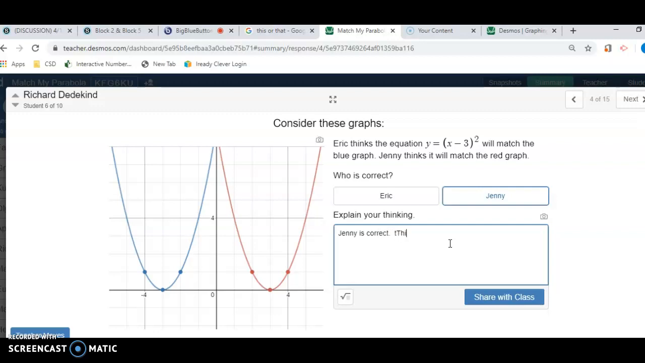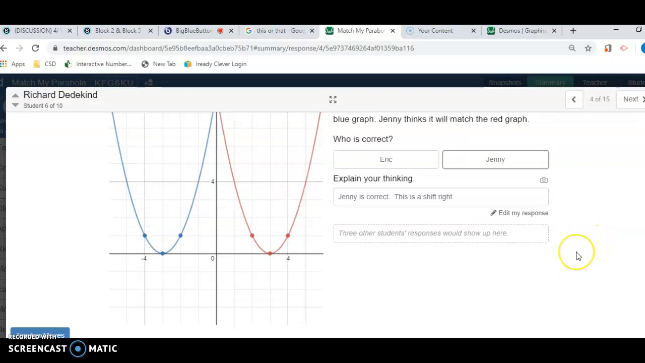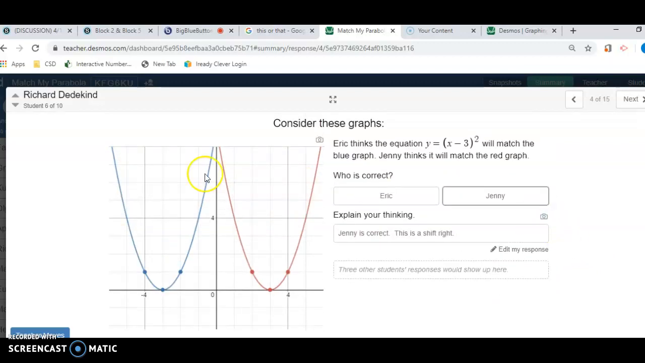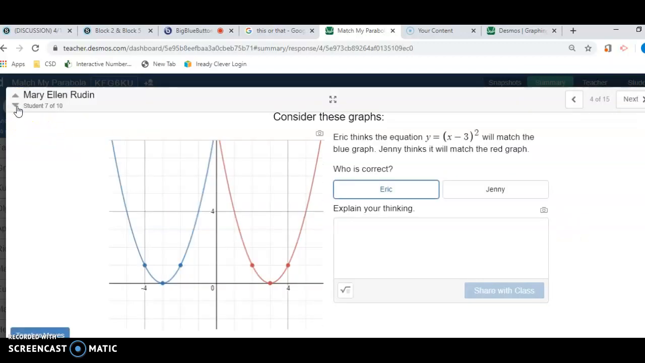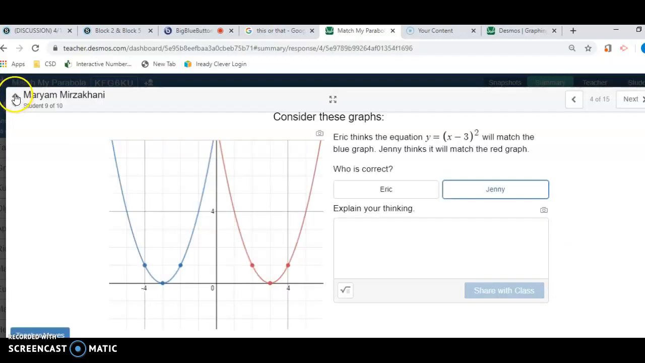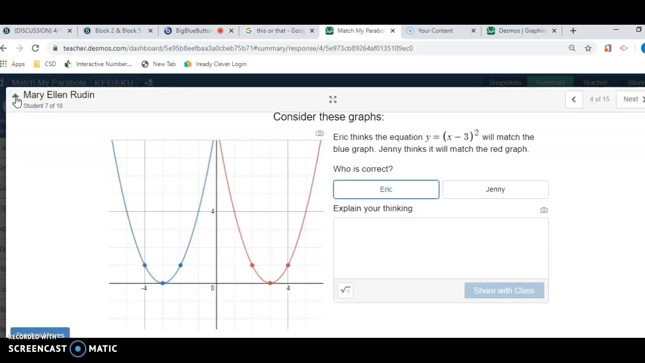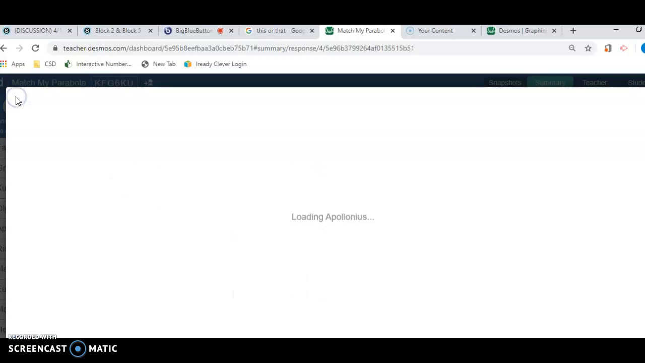This is a shift right. That's it. Okay, and share with the class. And 3 other students' responses will show up here. I don't know if any other students responded to this. Maybe that's why. I know in the other class we had a lot of students that got to this. Maybe some didn't.